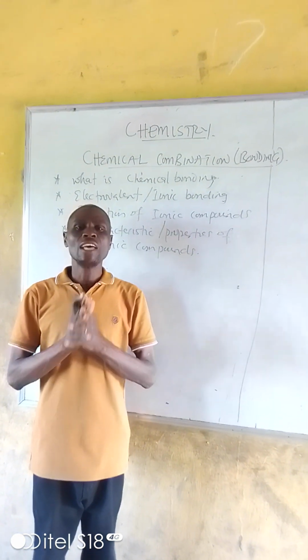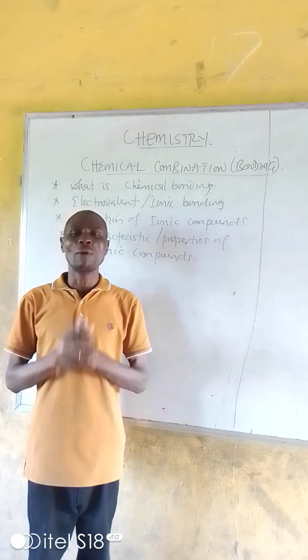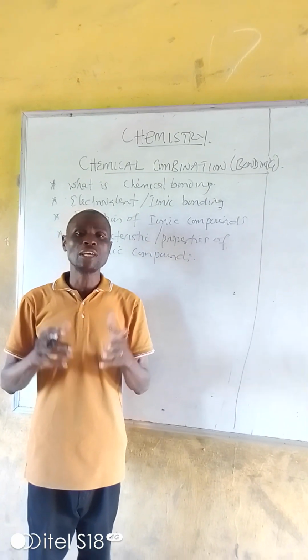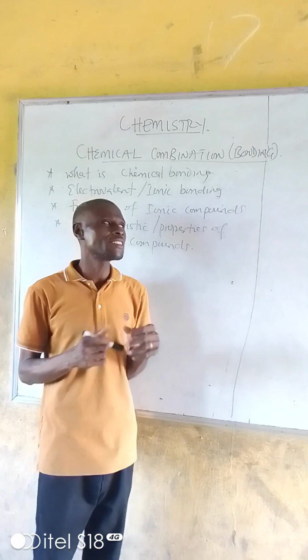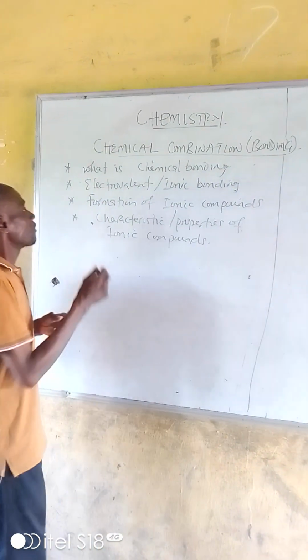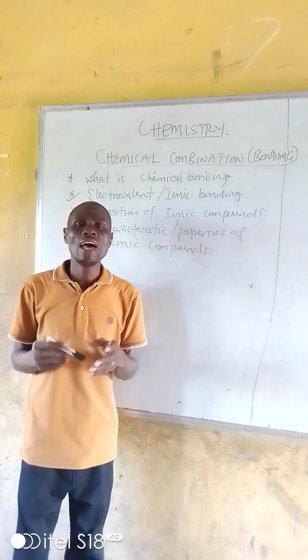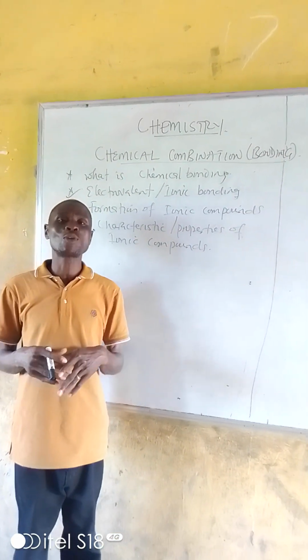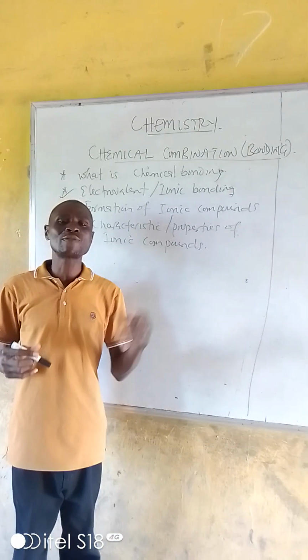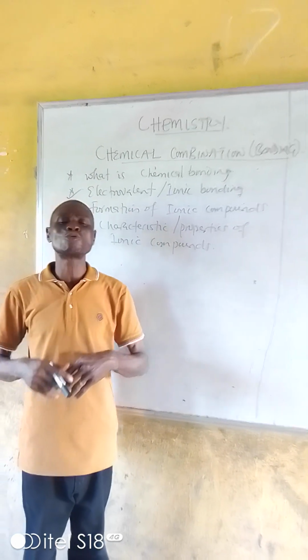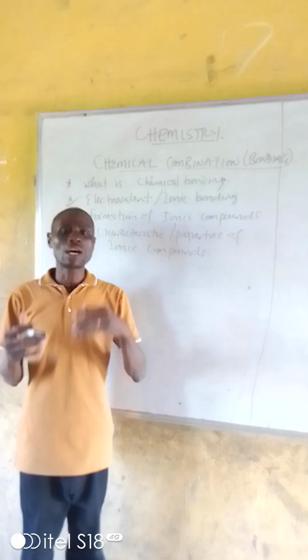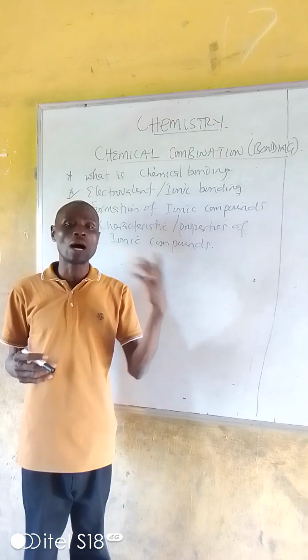We'll be looking at electrovalent or ionic bonding. Okay, so let's take it for the first objective. What is electrovalent or ionic bonding? Electrovalent bonding, otherwise called ionic bond, is just what? Transfer of electrons from one atom to another. So electrons are being transferred from one atom to another.